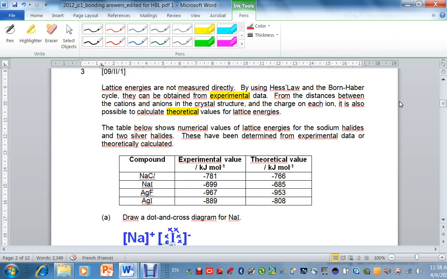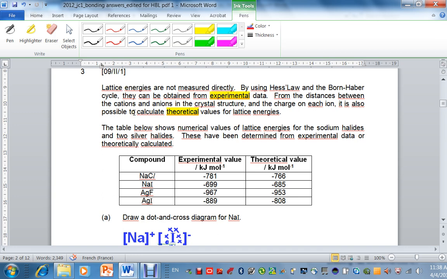Okay, now we'll look at question 3. In question 3, the focus will be on the strength of ionic bonds. Just now we looked at covalent bonds. Now we'll look at ionic bonds. The strength of ionic bonds is given by something called the lattice energy.